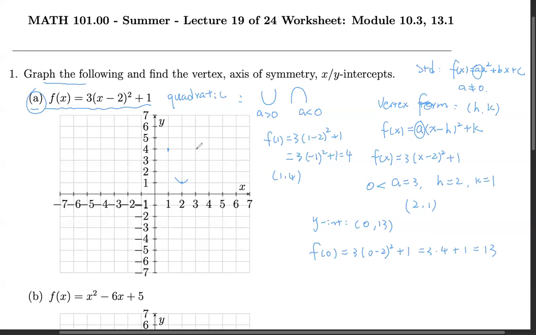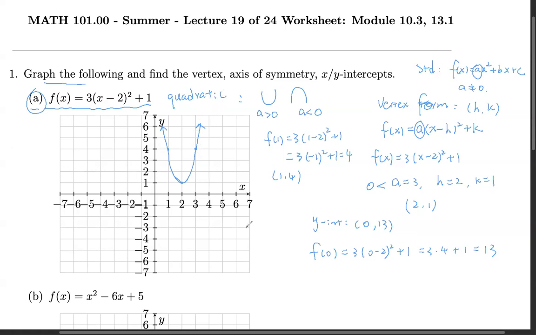Then I know the graph is symmetric, right? So I can graph this way. All right, so that's the first one. And again, we won't be able to get an x-intercept because you see the graph goes away from the x-axis.